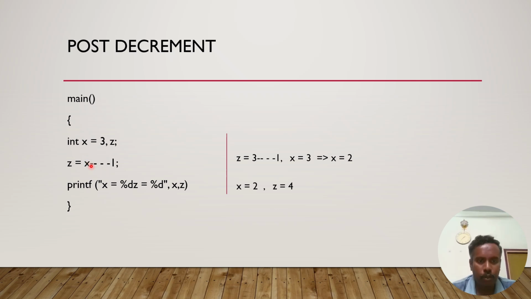Okay. So if you calculate this, 3 minus minus 1, what happens? That is equal to 4, because 3 minus of minus 1 is 4. But x is post decrement, so when it comes out, it becomes 2. Here x is equal to 2, z is equal to 4.